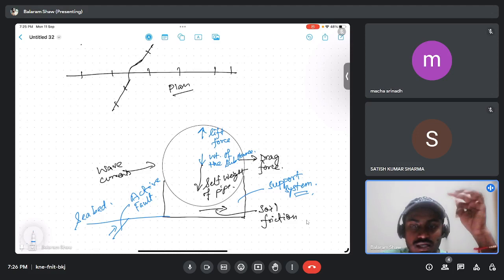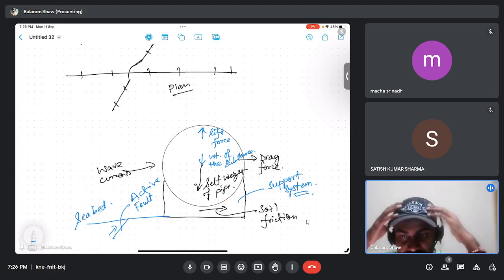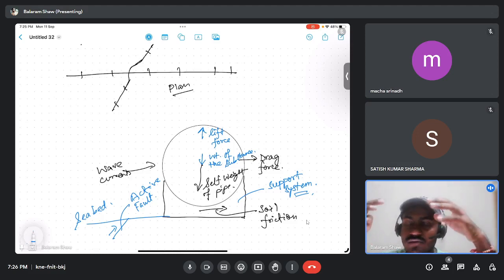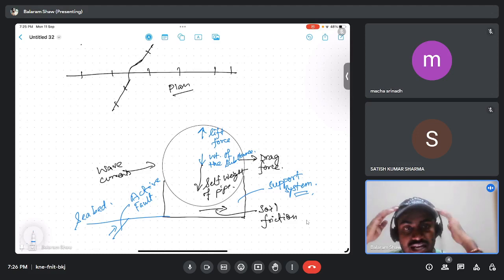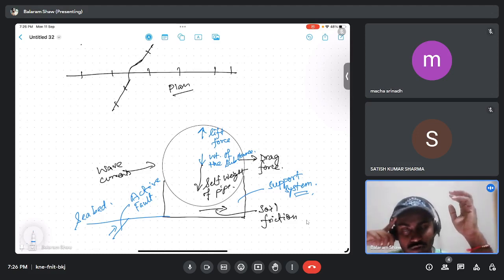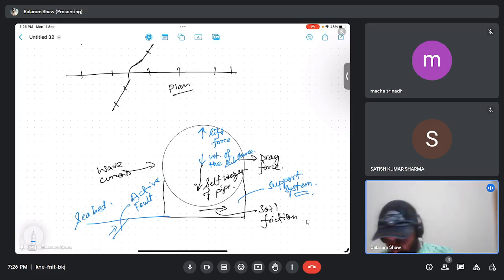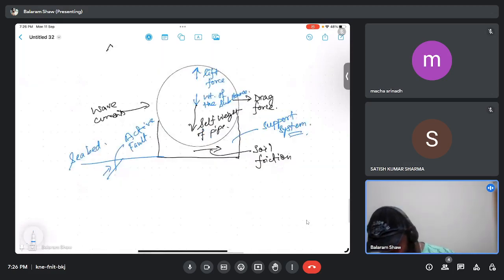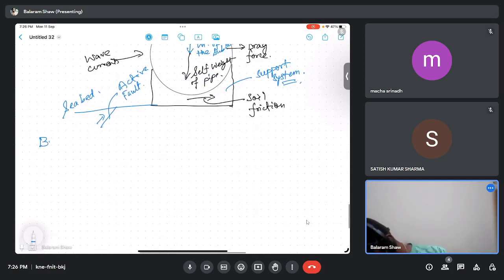Then we have the buoyant platform. Buoyant platform means one which is floating on the sea surface. We can have the buoyant platform in various shapes and sizes. Commonly we have the FPSO, which you must have come across. Buoyant, spelling is correct, I think so. Buoyant platform.